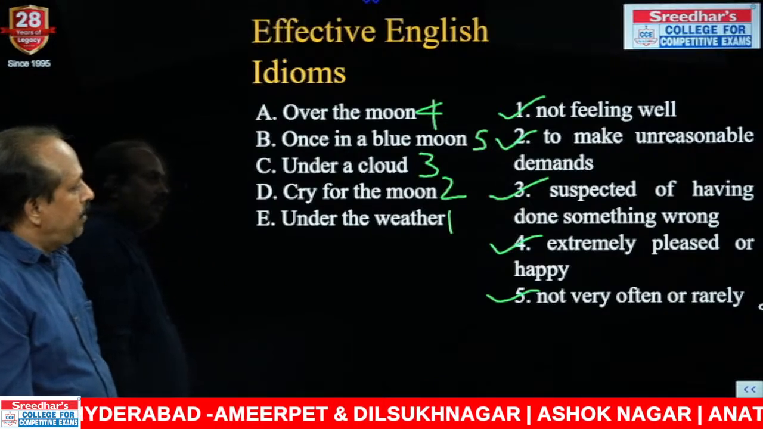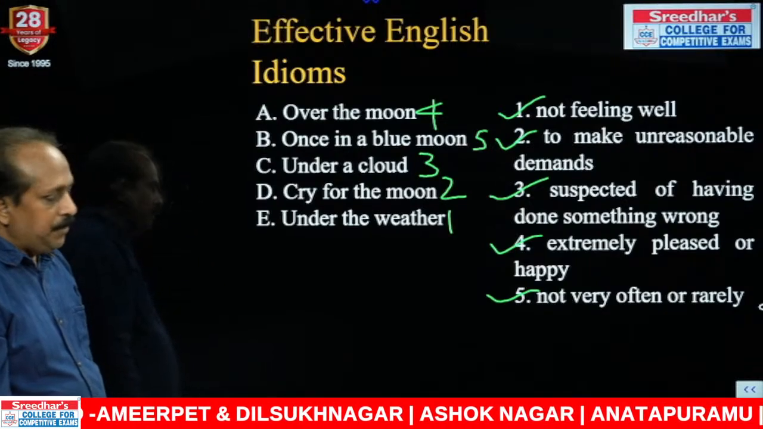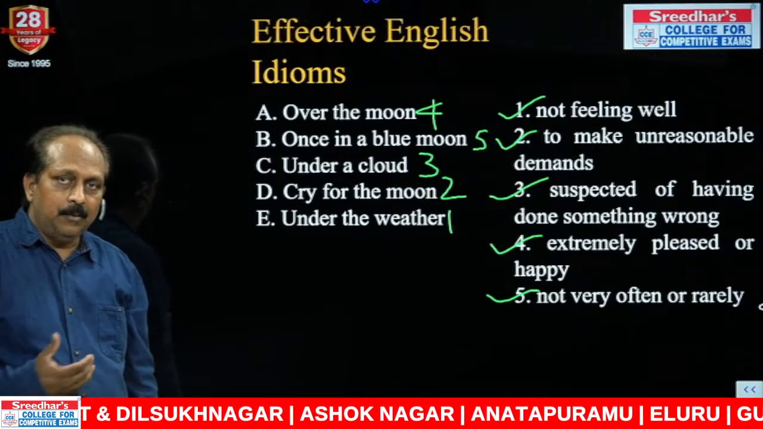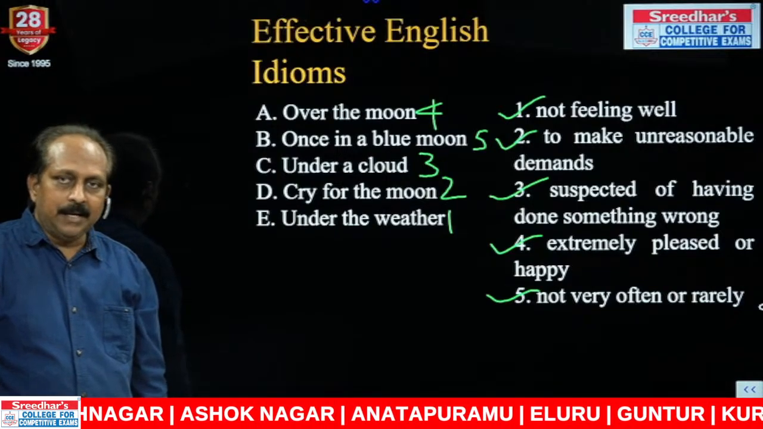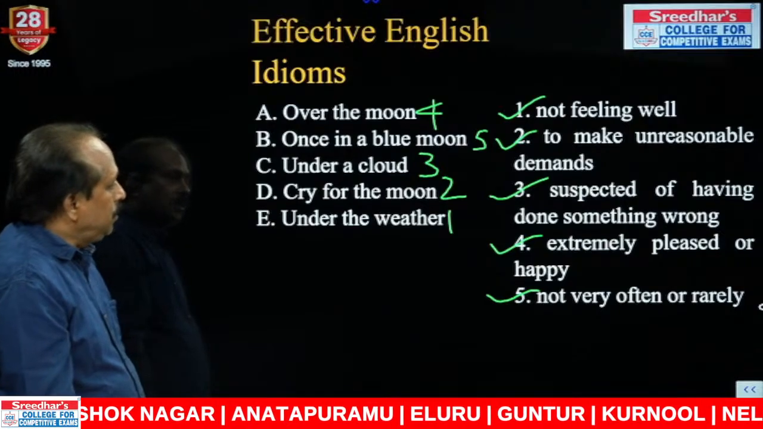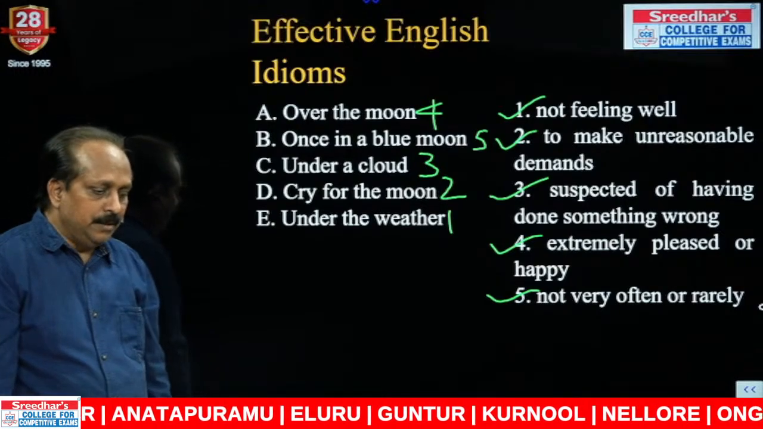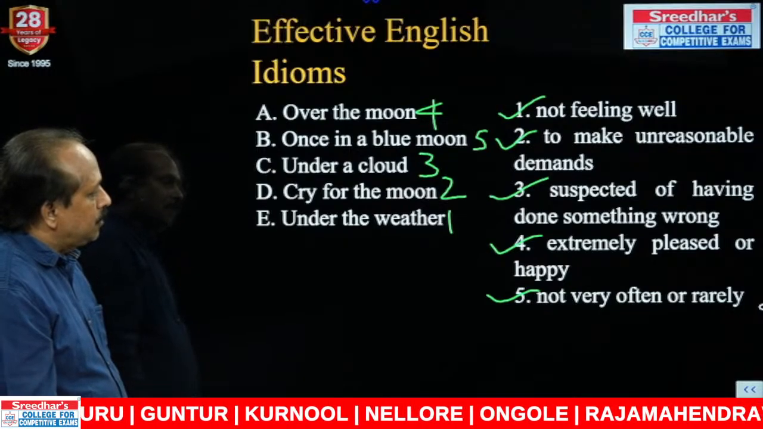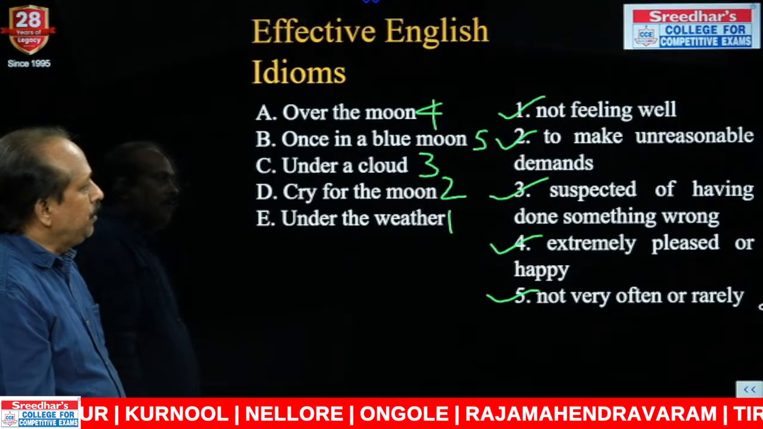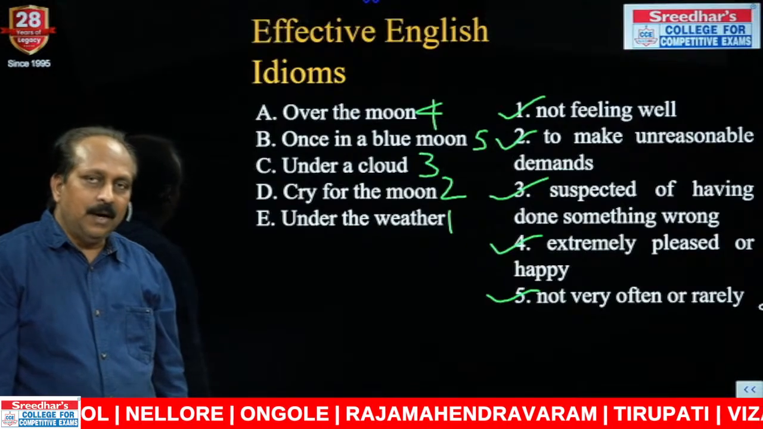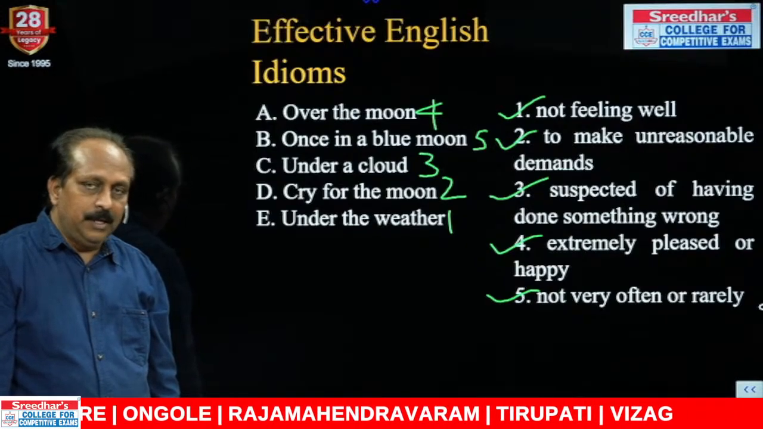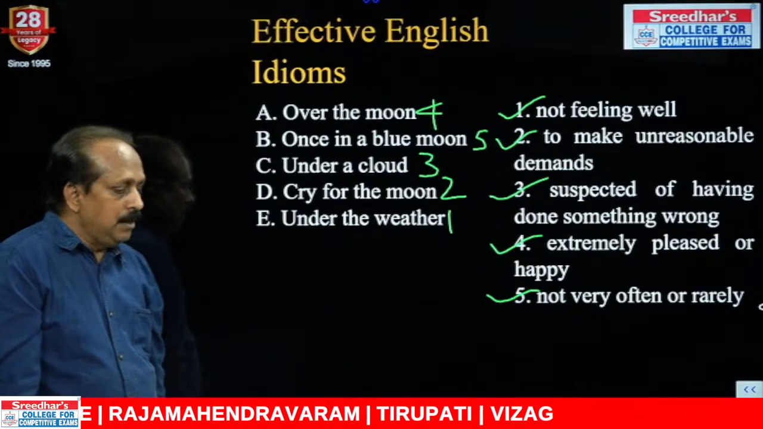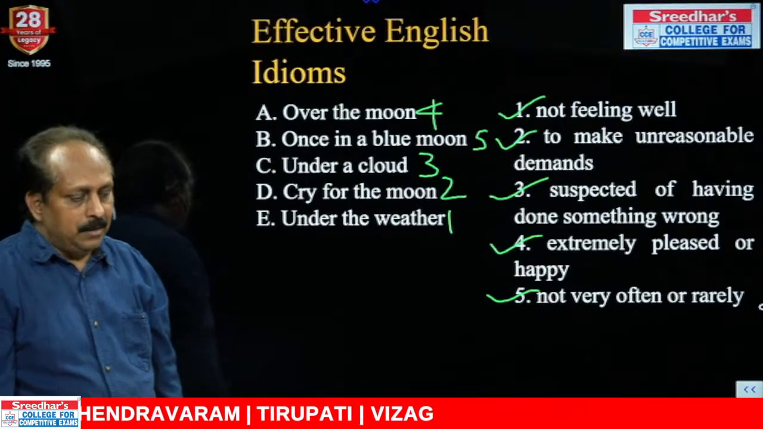Over the moon means extremely pleased or happy. You can also say cloud 9. I was on cloud 9. Means extremely happy. Once in a blue moon, rarely. Under a cloud, suspected of having done something wrong. Cry for the moon, to ask something unreasonable, to make unreasonable demands. Under the weather, a bit not well, not feeling well.